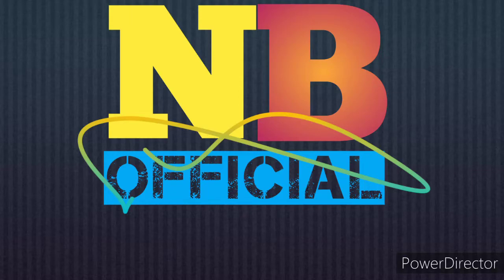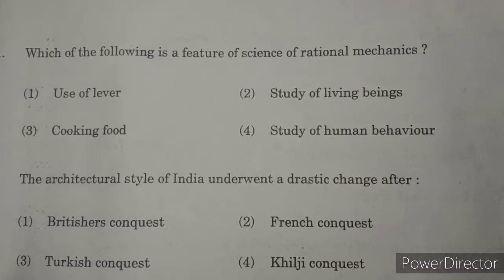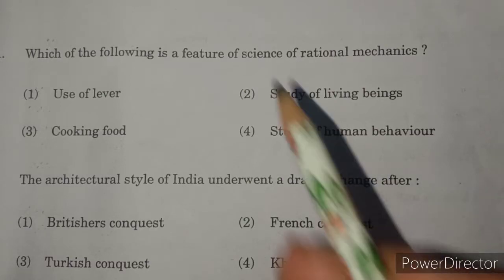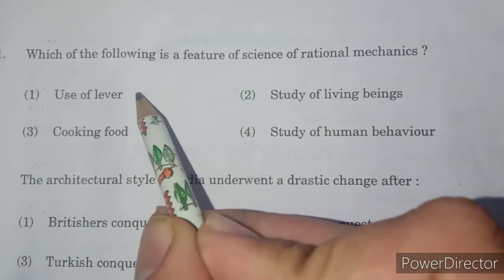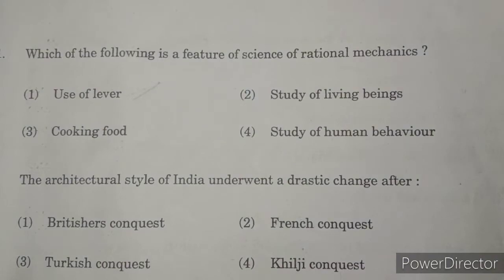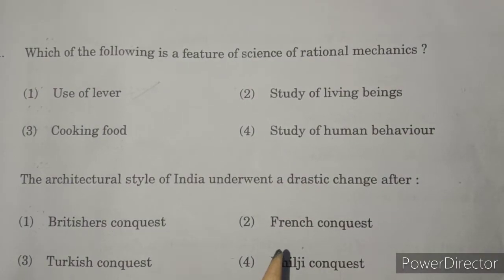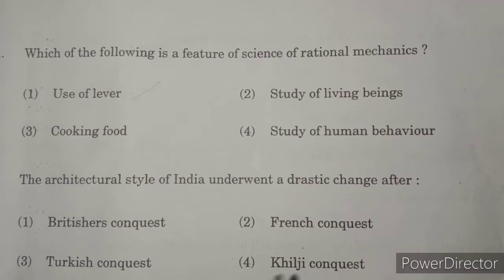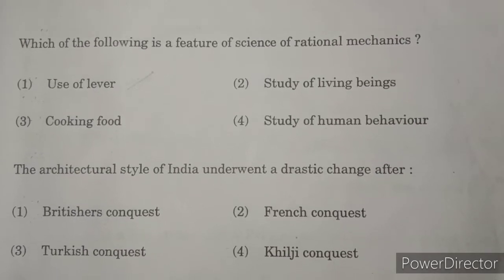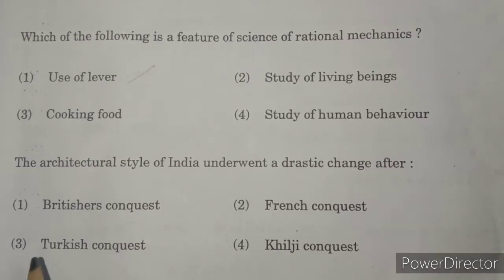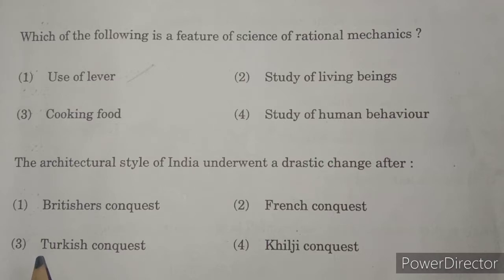Question first. Which of the following is a feature of science of rational mechanics? First is correct answer. Use of lever. Second question. The architectural style of India underwent a drastic change after. Third is correct answer. Turkish conquest.